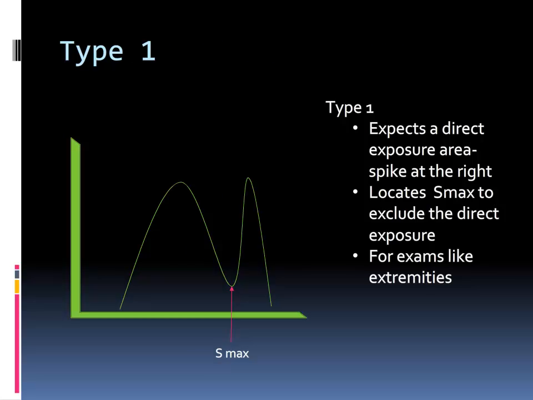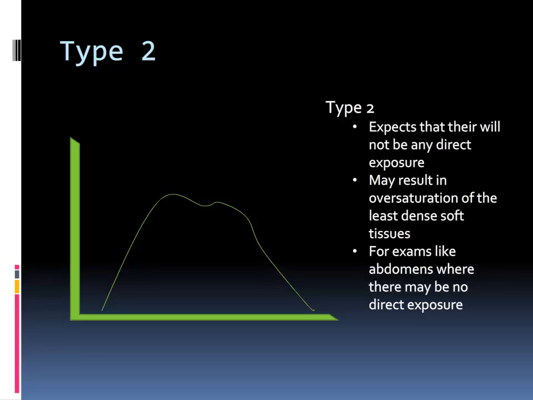Type 1 histogram expects that the histogram will have a spike on the right. As stated earlier, this represents the area on the IR that was within the collimated border but outside of the anatomy. This was direct exposure to the IR and is commonly seen on the histograms of extremity projections. A type 2 histogram typically occurs when there is no direct exposure to the image receptor, meaning the anatomy covers the field of view, such as an abdomen radiograph. Notice there is no spike on this histogram.